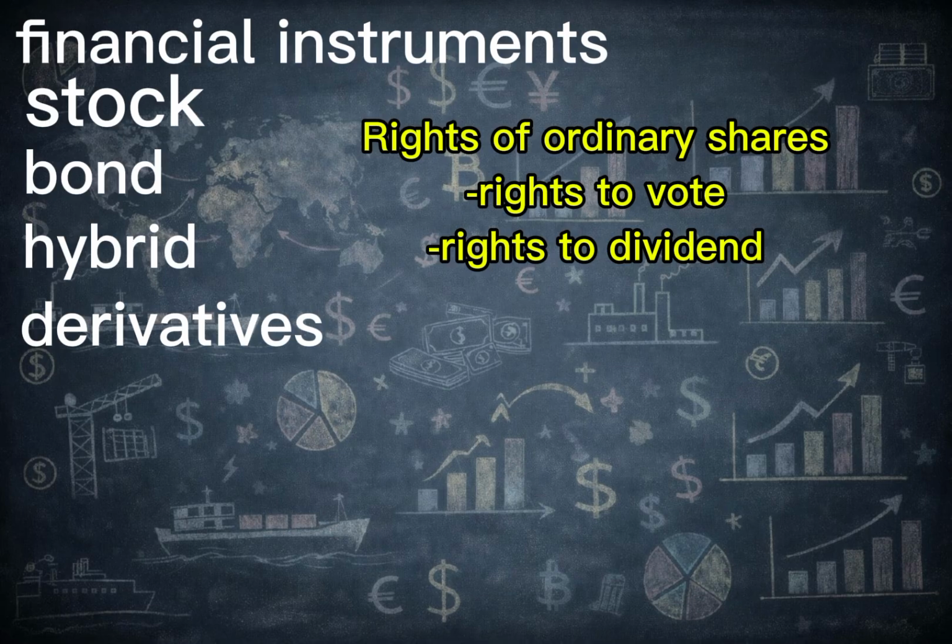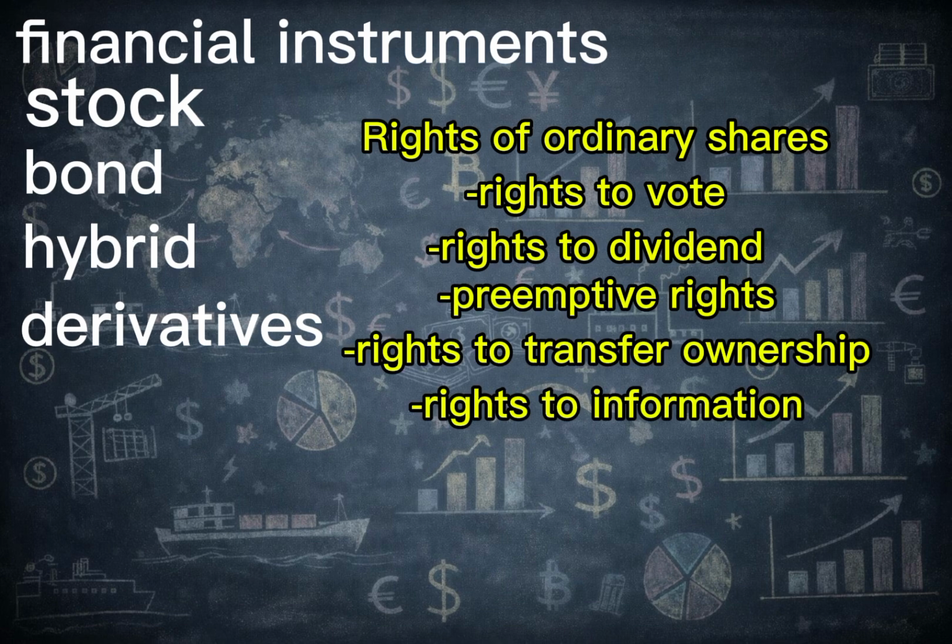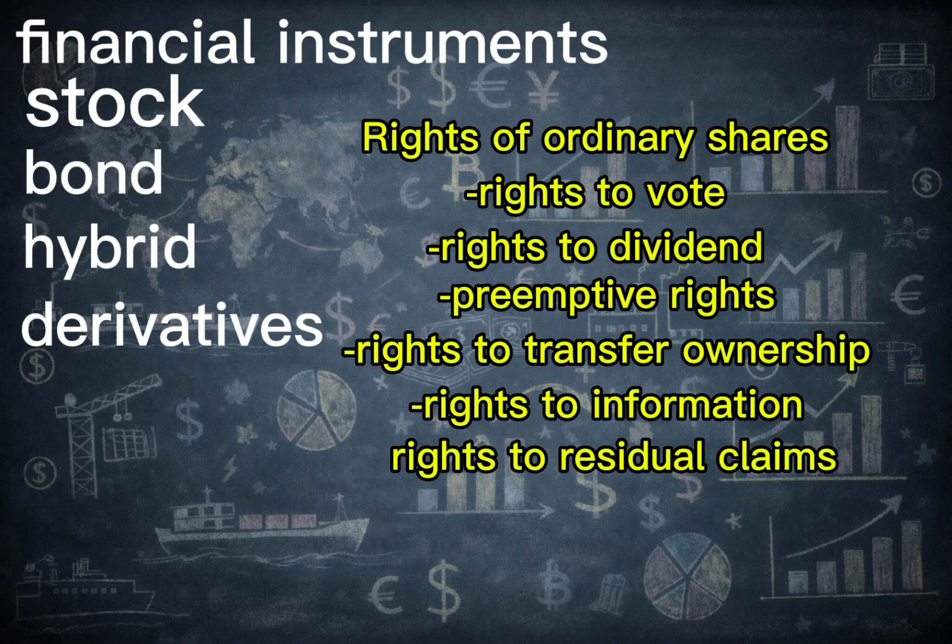Sadly, dividend is not usually guaranteed in this type of financial instrument. They also have preemptive rights. That is, the right to buy up new shares before those shares are offered to the public. They also have the right to transfer ownership or sell their shares freely, and rights to adequate information through the financial statement. And in a situation of liquidation, they have the right to residual claim on the assets of the company after debtors and preference shareholders have been paid.